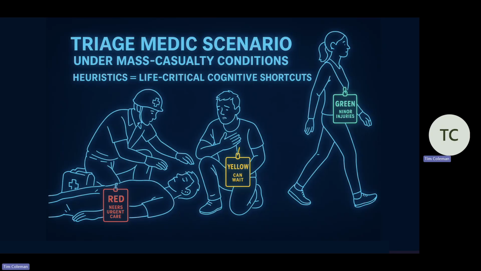Using the Simple Triage and Rapid Treatment, or START, method gives you simple, clear rules of thumb. If a patient is unconscious but breathing, you tag them red, meaning they need urgent care. If a patient is vocal but stable, you tag them yellow, meaning they can wait. If a patient is walking, you tag them green, meaning they have minor injuries.